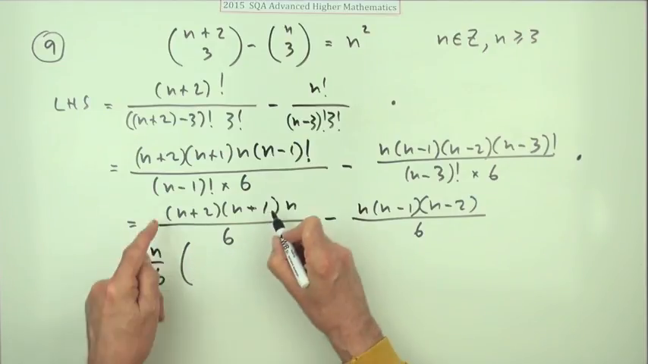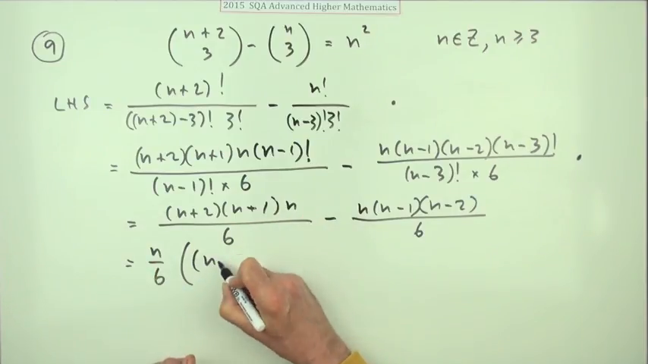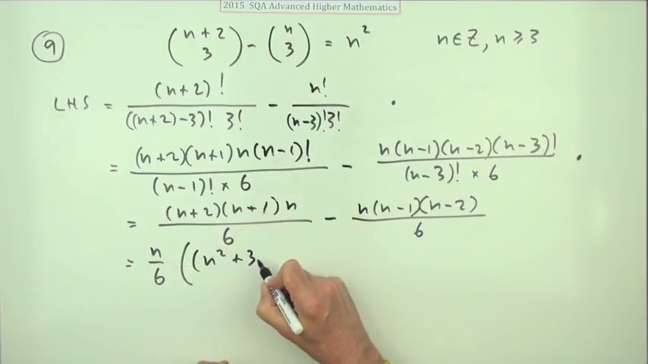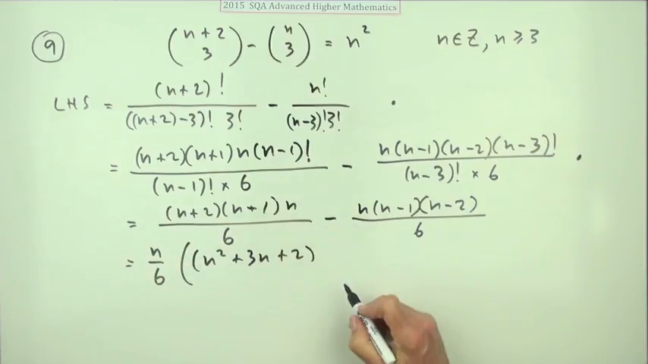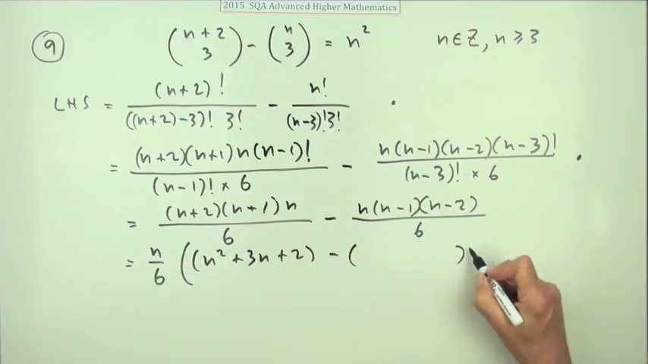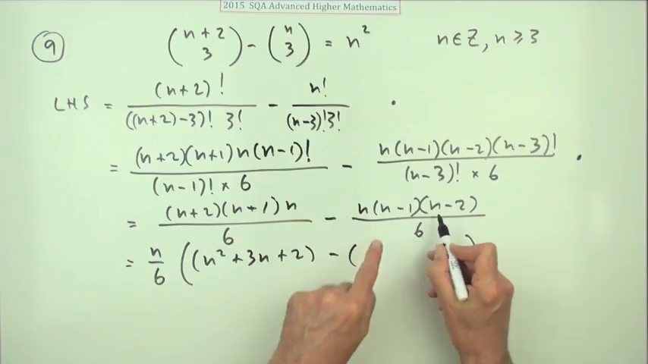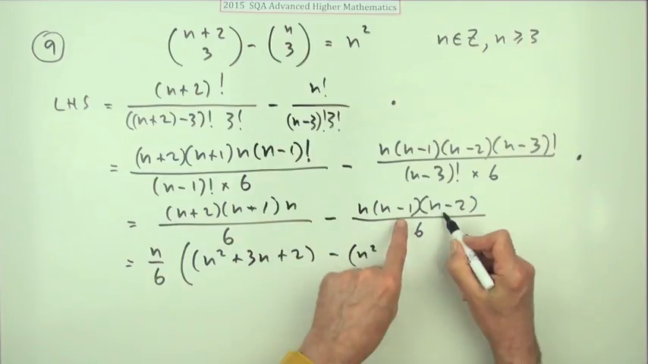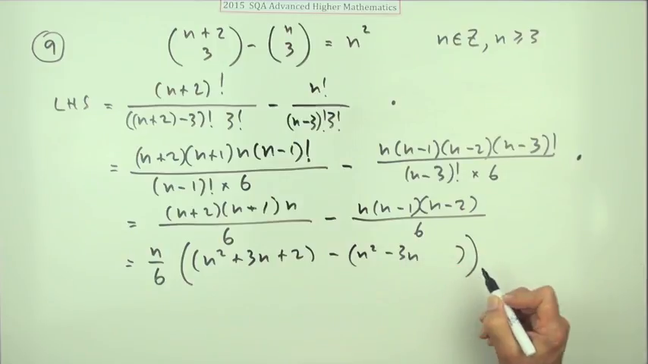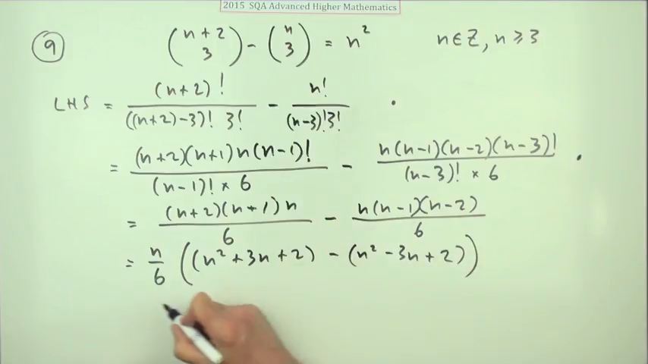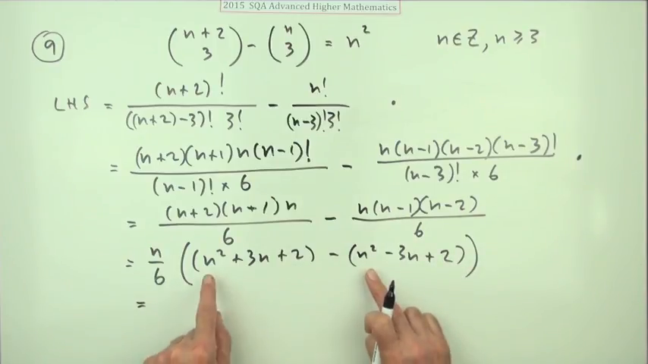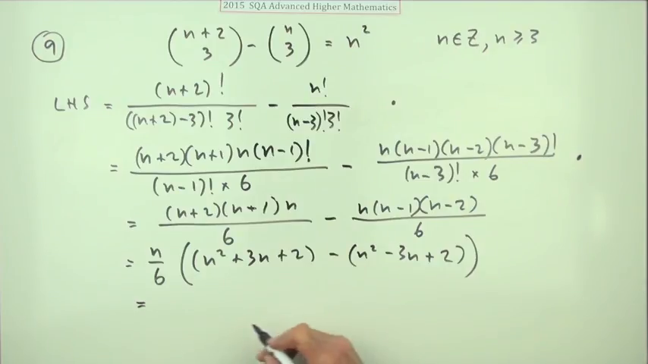Could even multiply it out straight onto the spot. So I've got (n squared plus 3n plus 2) minus, and that's just a wee quadratic there, just multiply it out onto the spot, (n squared minus 3n plus 2). Oh, that's quite good, because subtracting them, I've got 6n. So I've got n upon 6 times 6n, which equals n squared as required, which equals the right-hand side.